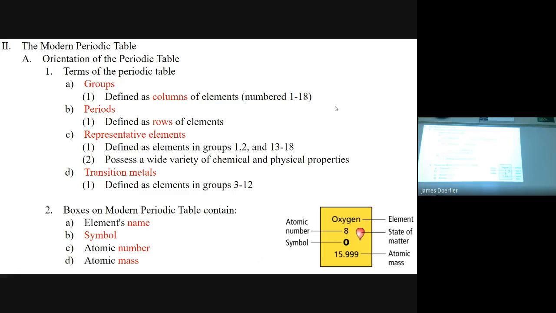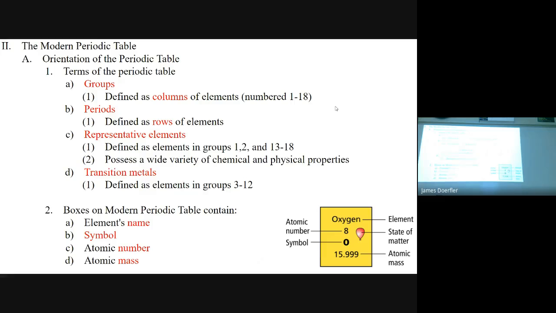Groups are the columns of the elements, so the vertical portions. So all of the vertical columns are groups. Periods are the rows. Now think of it, if you want a little reminder of which is which, a sentence is horizontal, okay? And they are ended with a period. So the periods on the periodic table are the rows.